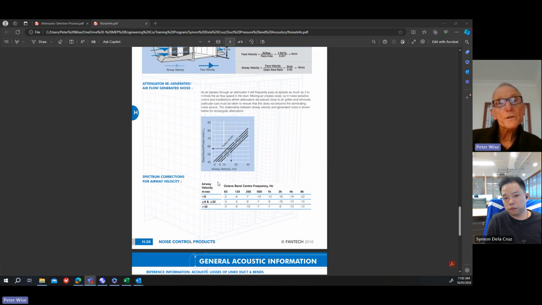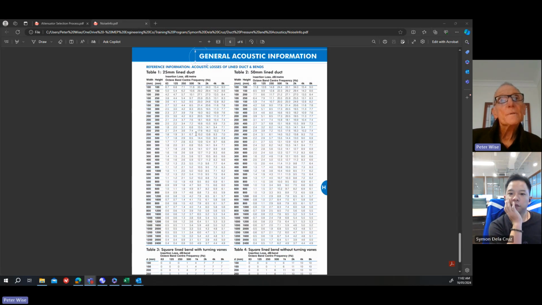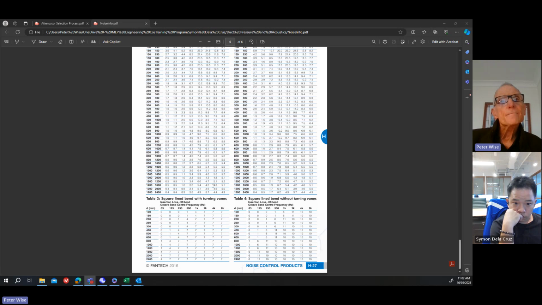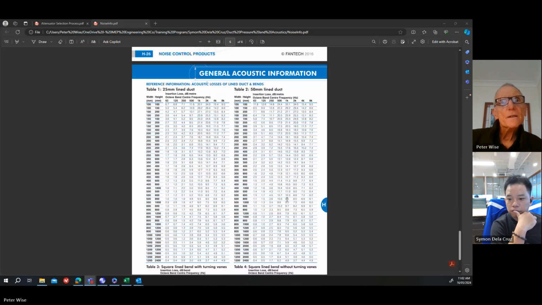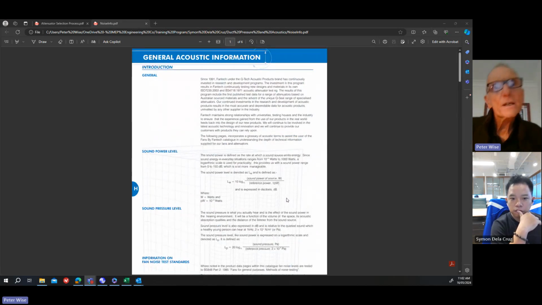Spectrum corrections for airway velocity. So if you're doing manual calculations, these are some corrections. And some attenuation you can achieve with line duct, internally line duct, 25 millimetre, 50 millimetre, and bends as well, square bends with turning vanes, square line bend, with and without turning vanes. So that's all useful information and worth just being familiar with anyway. And it's a good basis to understand acoustics.